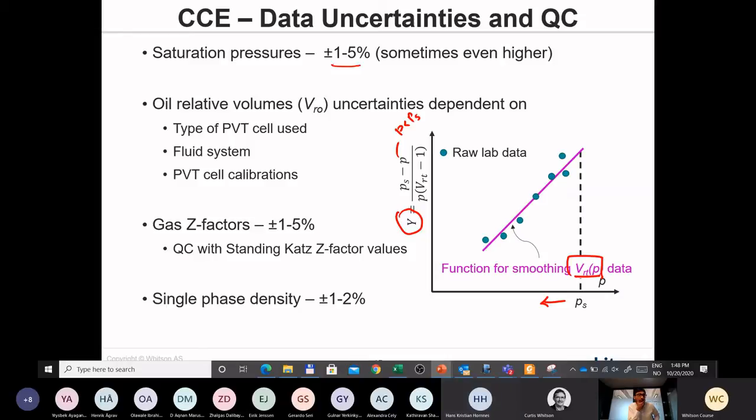Okay, yes, clearly anything that's related to the pressure-volume changes. In this case, it's a two-phase system.